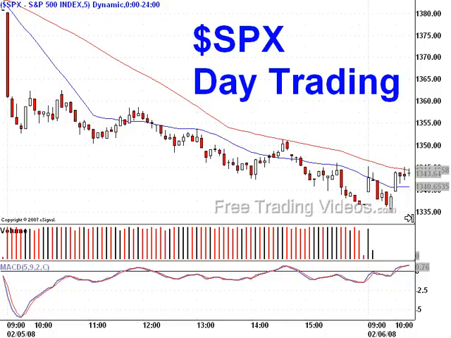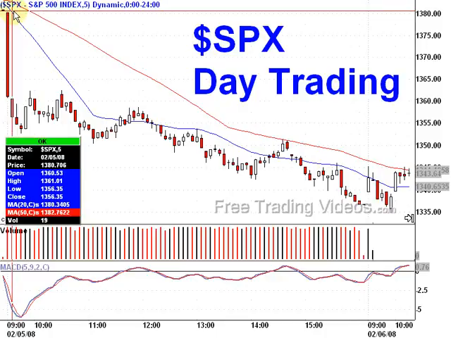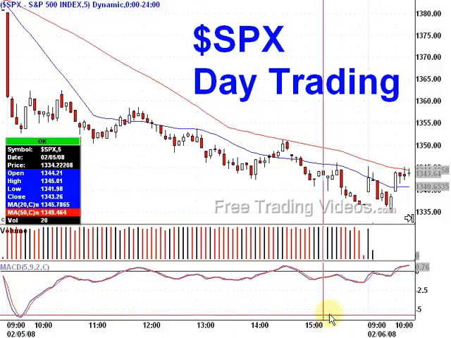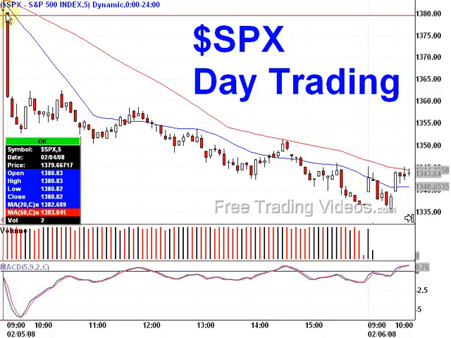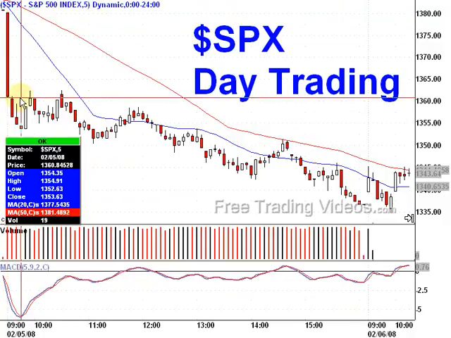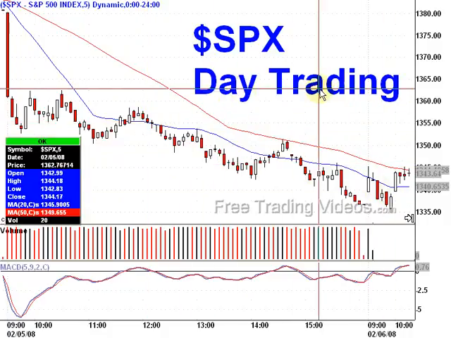We are taking a look at the SPX, which is the S&P 500, or the Standard & Poor's 500. This is a 5-minute chart going back one day. And this was yesterday, Tuesday. We dropped in the markets 370 points. The S&P dropped right out of the gates and trended down all day. We're talking about day trading here.